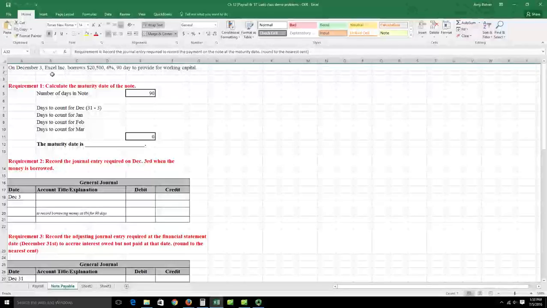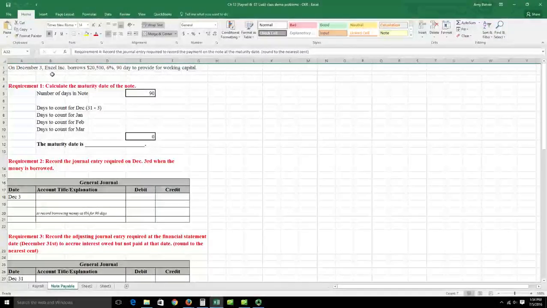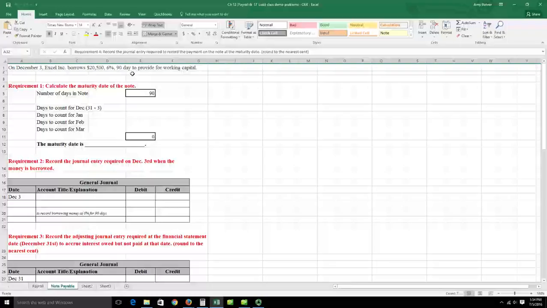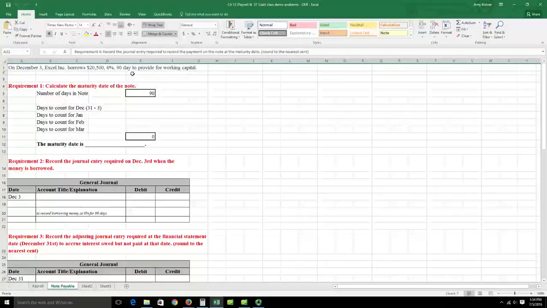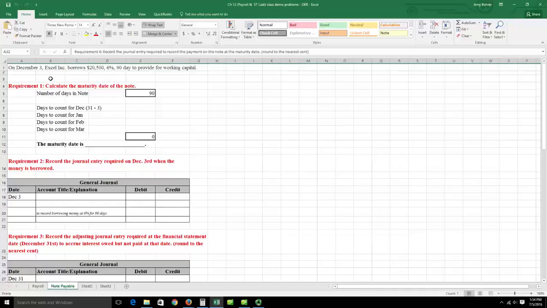So as you know from prior videos, typically companies will produce financial statements at December 31st. So if we borrow this money at December 3rd, but we're not paying it back for 90 days, it'll be sometime in the next year when we're actually paying this $20,500 back plus the 6% interest. But we have to accrue the interest that we owe at December 31st, the financial statement date. Just like when we did the notes receivable, we had to accrue the interest that we had earned. This time we owe somebody else, so now we're going to be accruing the interest expense instead of interest revenue.